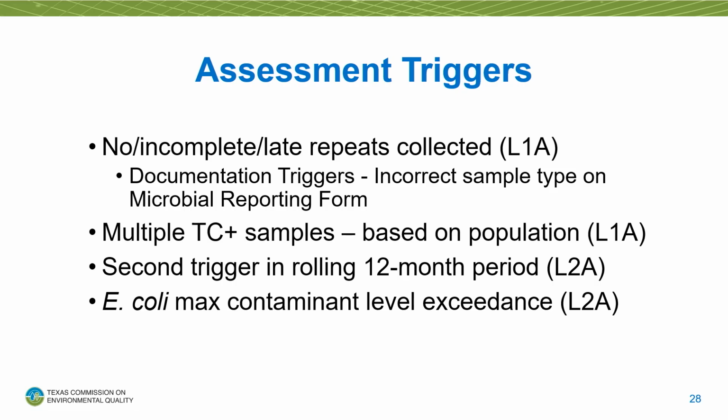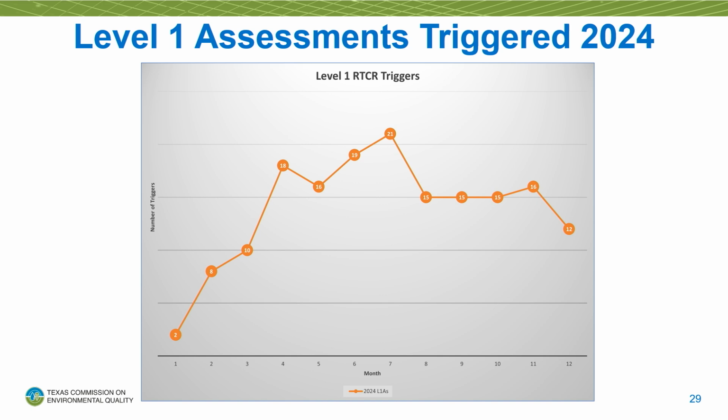A level 2 assessment will be triggered if a system triggers a second level 1 assessment within a rolling 12-month period, or if the system exceeds the E. coli maximum contaminant level. I just wanted to show this graph of the number of level 1 assessments that were triggered in 2024, and just point out we tend to see more assessments triggered in those warmer, rainier months, where bacteria is more likely to start growing.